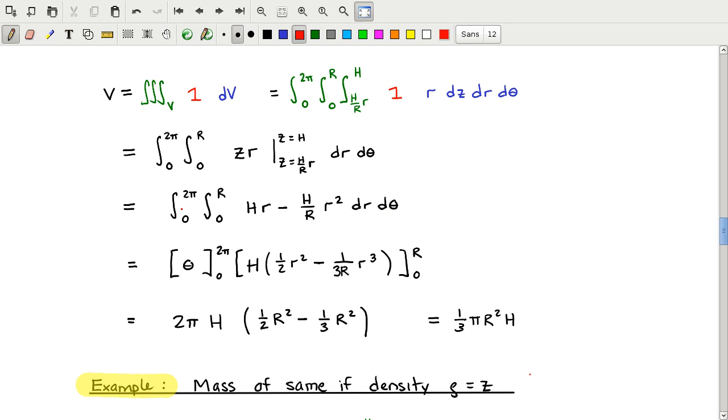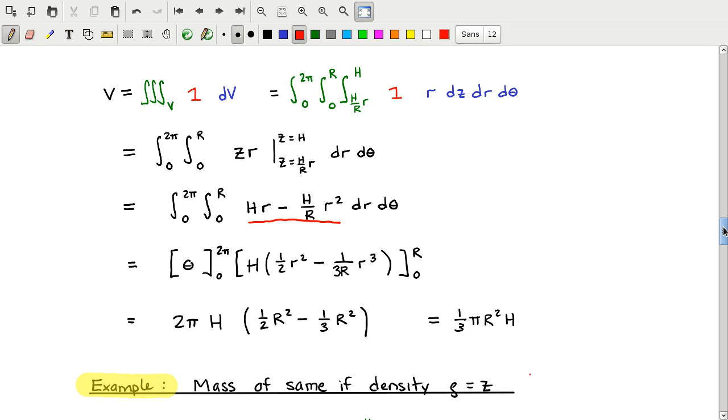The integral of d theta from 0 to 2 pi just becomes theta from 0 to 2 pi, and this second integral becomes 1/2 r squared minus 1/3 over R r cubed from 0 to R. We plug in 2 pi here, and capital R here to get what will be 1/6 R squared, times 2 pi gives us 1/3 pi r squared h, which is exactly what we expect, 1/3 base times height being the volume of a cone.